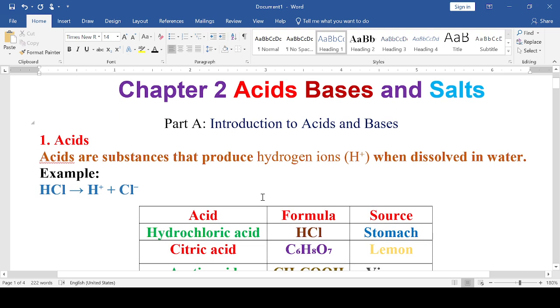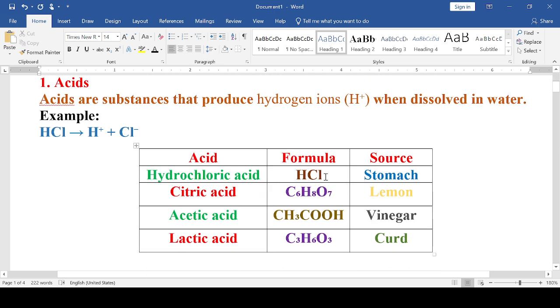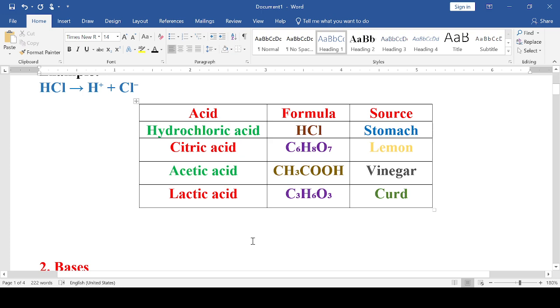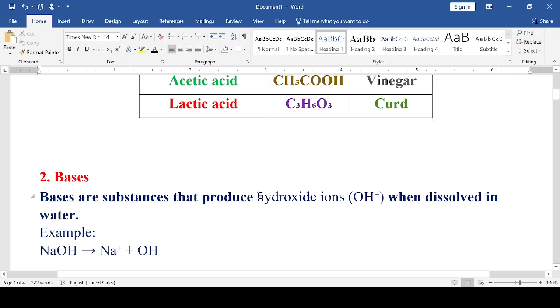Any substance that, when dissolved in water, produces H plus ions is called an acid. H plus ions means hydrogen ions. Hydrochloric acid, HCl, source is the stomach. Citric acid, C6H8O7, source is lemon. Acetic acid, CH3COOH, source is vinegar. Lactic acid, C3H6O3, source is curd.